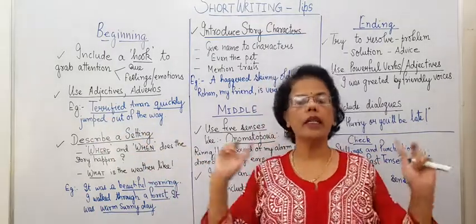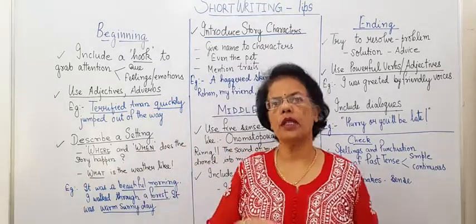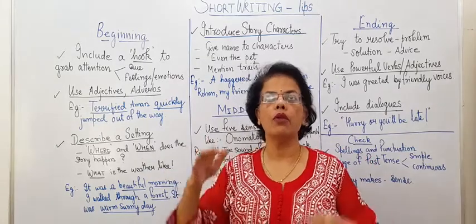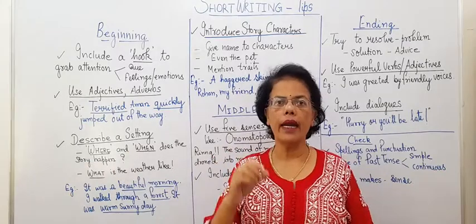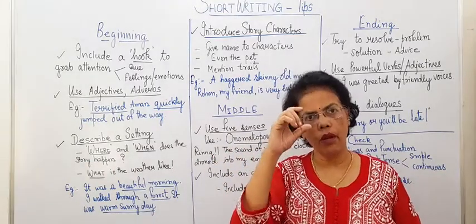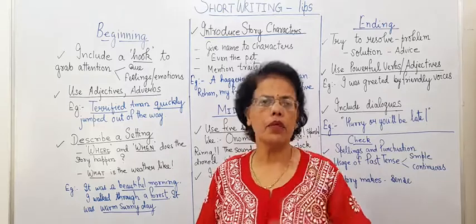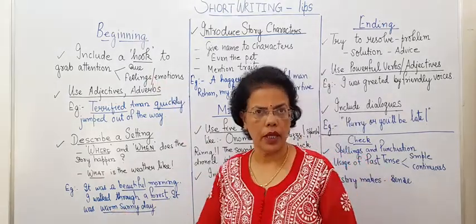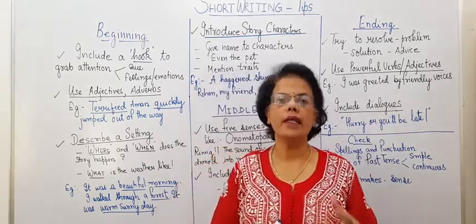Next, describe a setting. It could be a school, it could be a forest, it could be a mall, it could be a shop, it could be a market, it could be an old house, a cottage. So the hint is always given in the verbal input. But say suppose no hint is given, this is how you can develop the story. So at any point of time you won't get stuck.